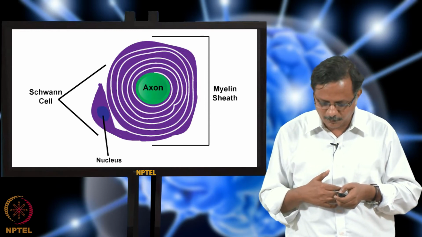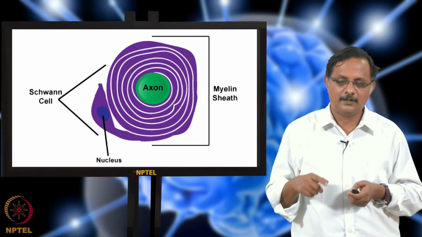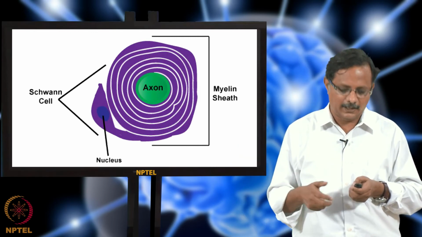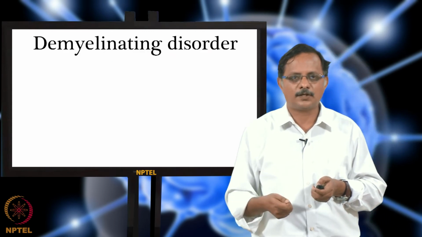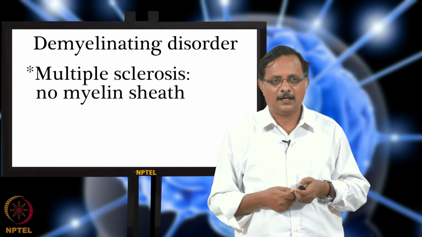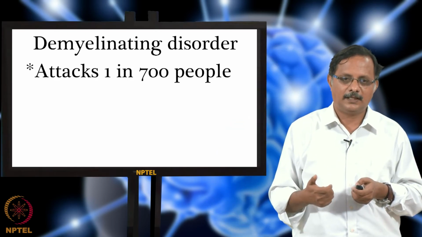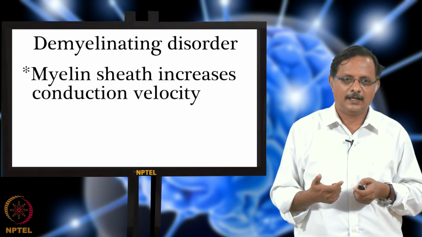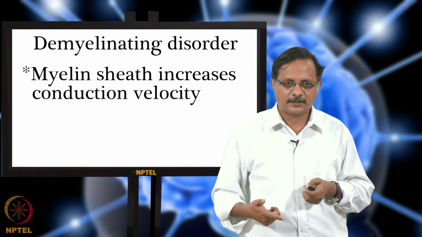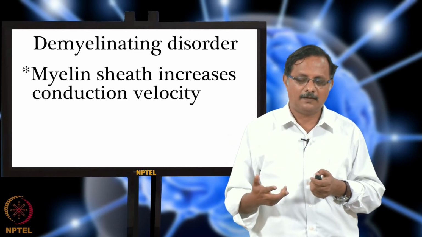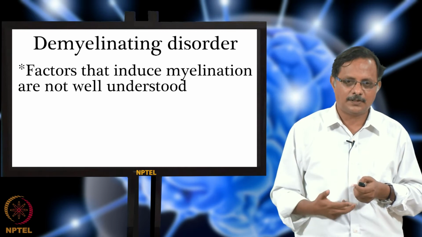So here is a simple cartoon picture of how a Schwann cell wraps around the axon over and over, providing a thick myelin sheath and thereby increasing conduction velocity. There is a demyelinating disorder called multiple sclerosis, where patients do not have a myelin sheath. This attacks 1 in 700 people, and because the sheath increases conduction velocity, loss of the sheath reduces conduction velocity, and therefore these people have trouble with movement, with their perception and cognitive functions and so on.